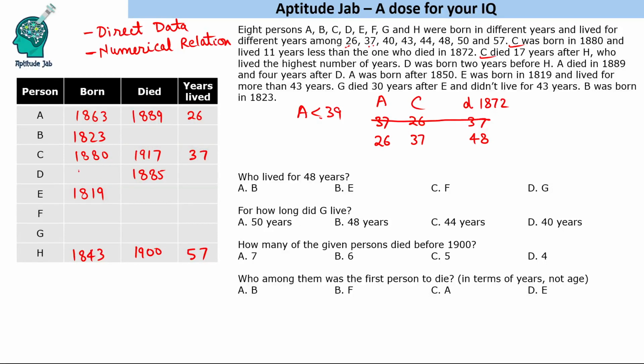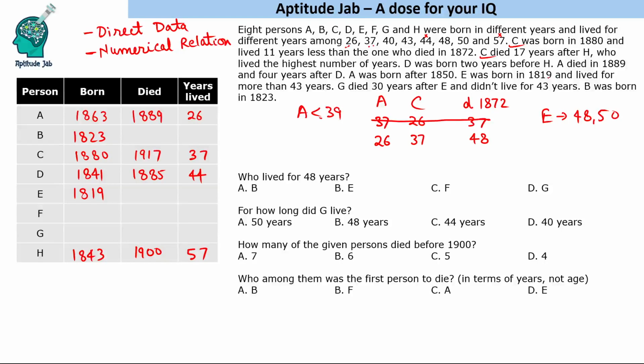D will be born in 1841. So D lived for 44 years. Okay, so 44 is also done. E was born in 1819 and lived for more than 43 years. Now, 44 is not possible, right? 57 is not possible because H is 57. So E is 48 or 50.